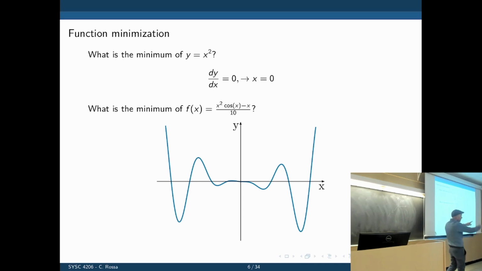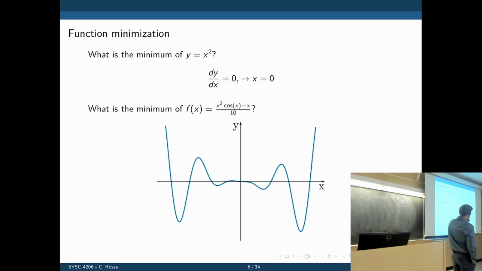So that's easy because that's a parabolic function. Now we cannot go any lower than 0. What about this function here? The x squared, cosine of x, minus x divided by 10. What's the minimum of that function? Depends, right? Is it here? Is it here? Is it there? Is it here? Because all these points have a derivative of 0.